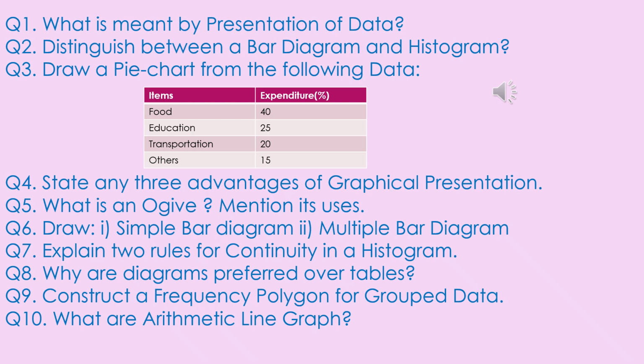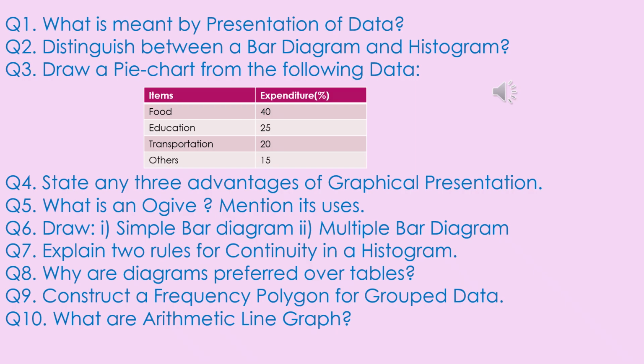The questions are: question number 1 is what is meant by presentation of data? Question number 2 is distinguish between a bar diagram and histogram. Question number 3 is draw a pie chart for the following data. So we have these data, the items and the expenditures are given, and we will have to draw the pie chart from these data.